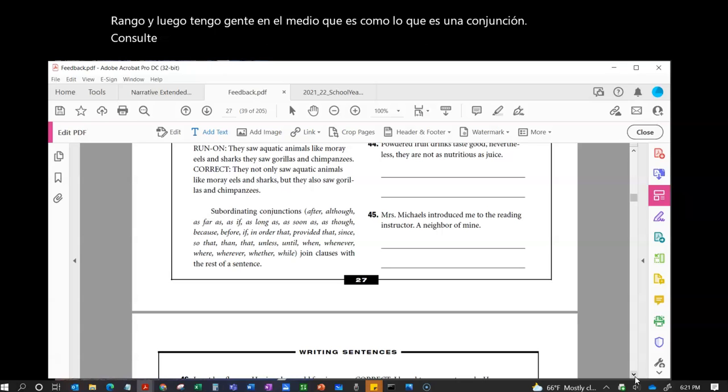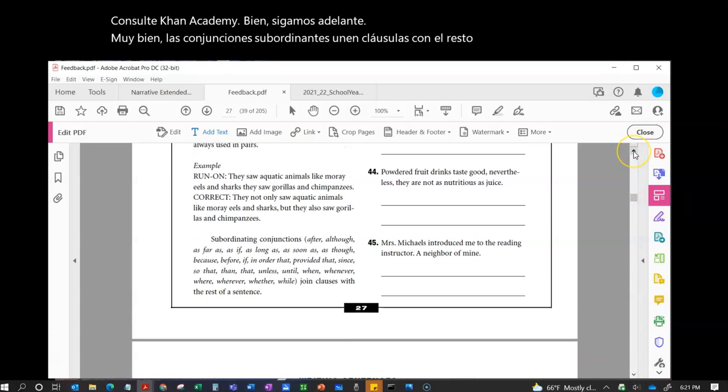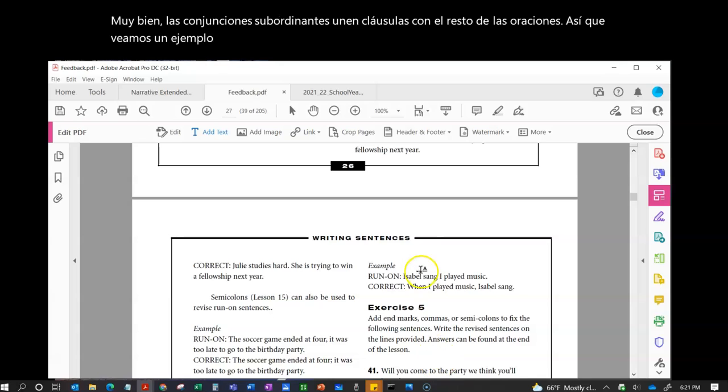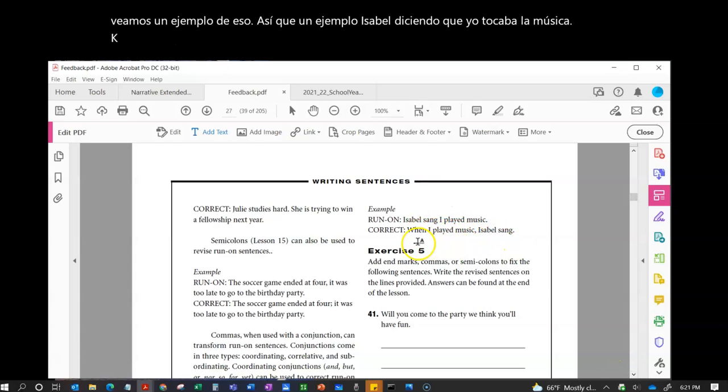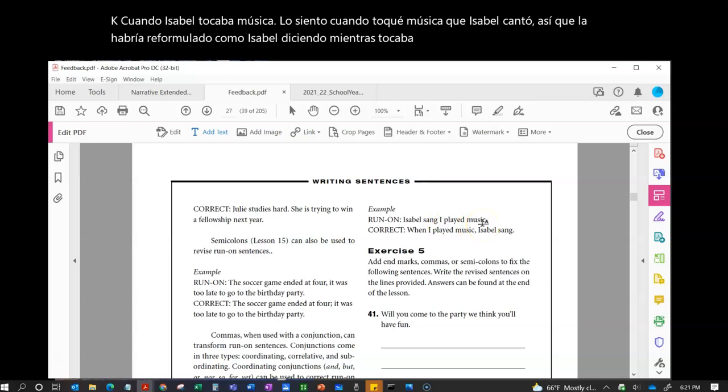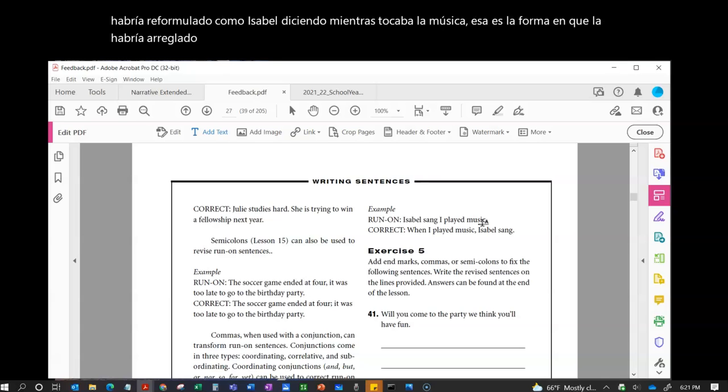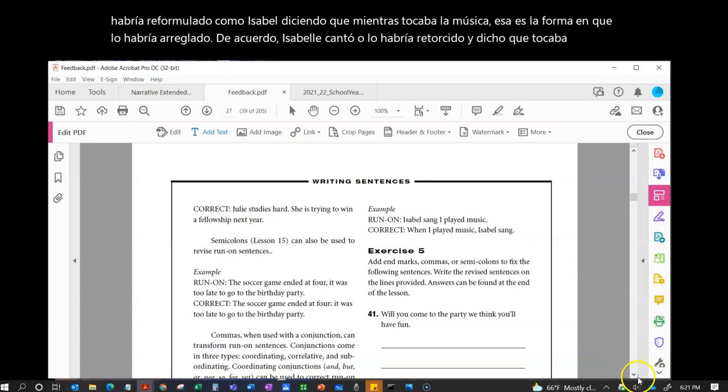Okay, let's keep going. All right, subordinating conjunctions join clauses with the rest of the sentences. Okay, so let's look at an example of that. Isabel sang, I played the music. Okay, when I played music, Isabel sang. So I would have rephrased it as Isabel sang while I played the music. That's the way I would have fixed it, okay? Or I would have twisted it around and said, I played the music while Isabel sang, okay?